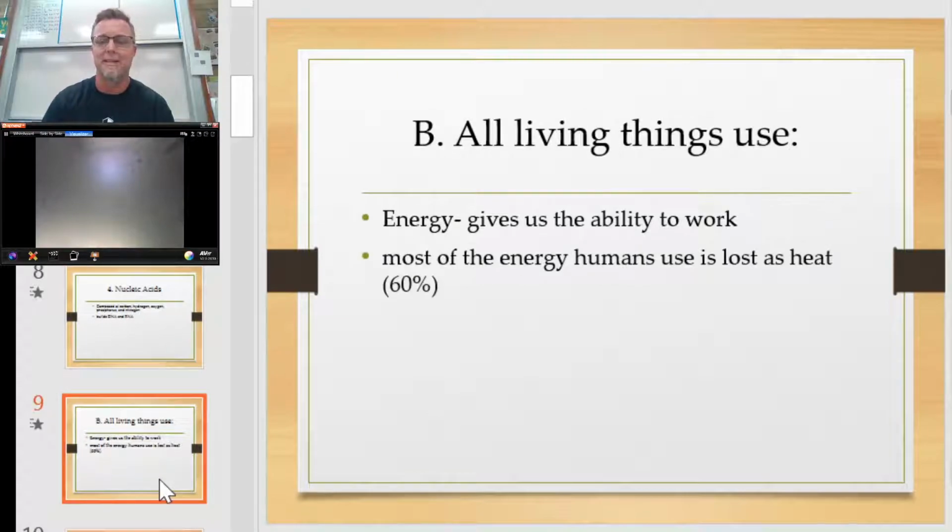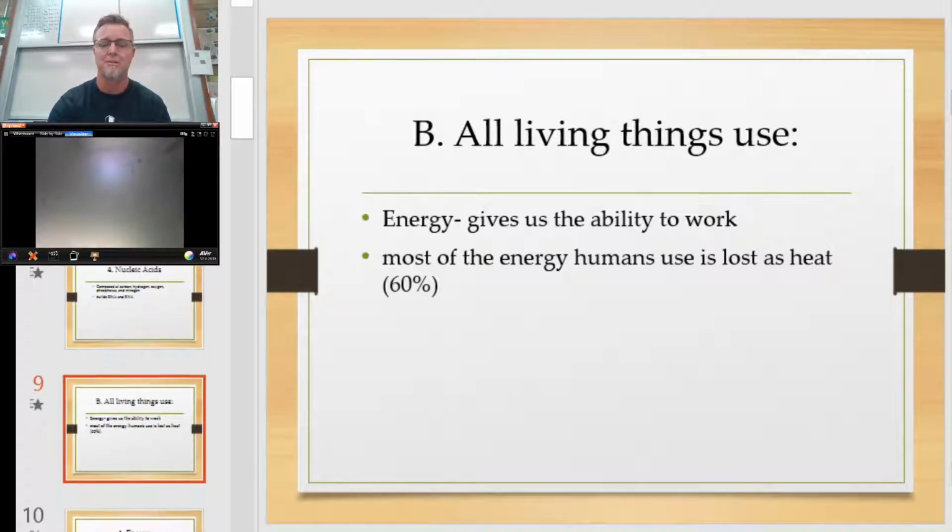Next thing, all living things use energy. Energy is this magical thing that gives us the ability to do work. All living things have to metabolize food or some energy source that they take in in the form of an organic compound, and they use that to get the energy they need to do the work that we would consider life. In humans, the majority of the energy that we take in is actually lost in the form of heat. Up to 60% of that energy is lost as heat.